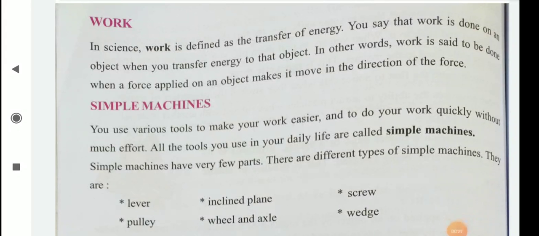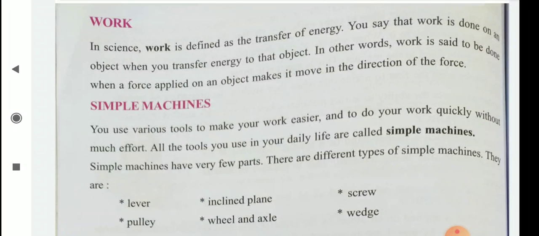Work, okay. In science, work is defined as the transfer of energy. You say that work is shown on an object when you transfer energy to that object. In other words, work is said to be done when a force applied on an object makes it move in the direction of the force.